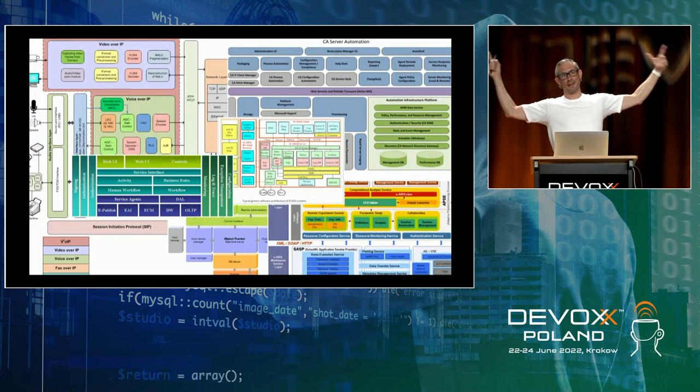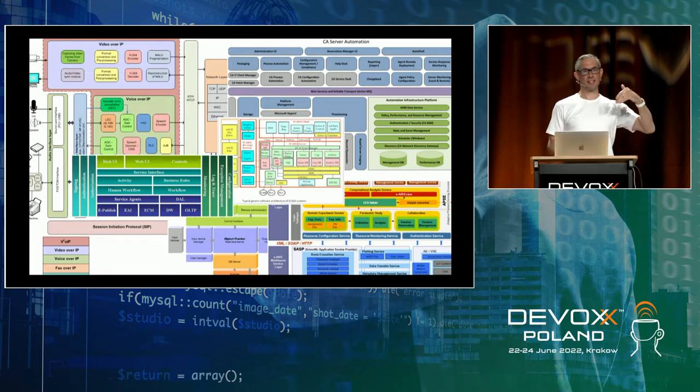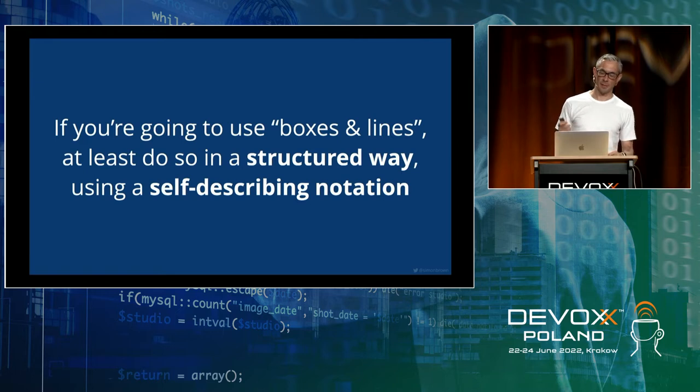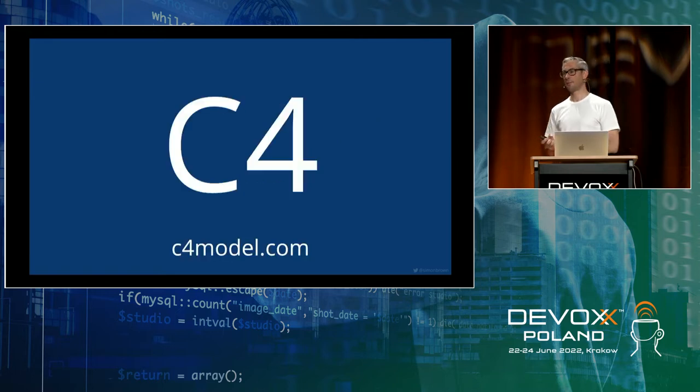And if you go to Google and you do a search for software architecture diagrams, you get a complete mess like this. And this isn't necessarily a tooling issue, it's something much more fundamental. So this is really my starting point for all of this talk. If you are going to use boxes and lines type notations, try to do so in a structured way, ideally with a self-describing notation. And this is the heart of my C4 model.